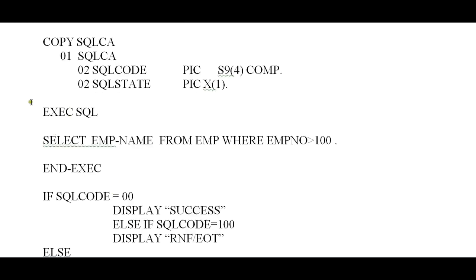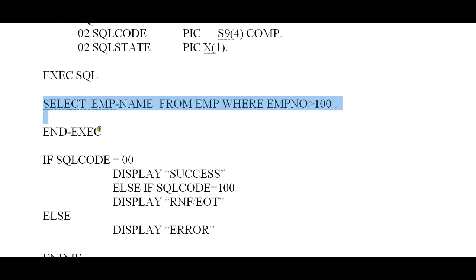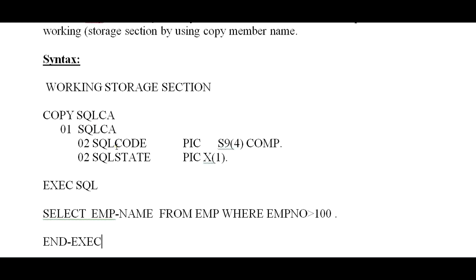Now you start your SQL statements. As you write your query: SELECT EMP-NAME FROM EMP WHERE EMP-NUMBER greater than 100. This is a simple query I'm just trying to read. So how do you handle this situation? How do we evaluate these things?